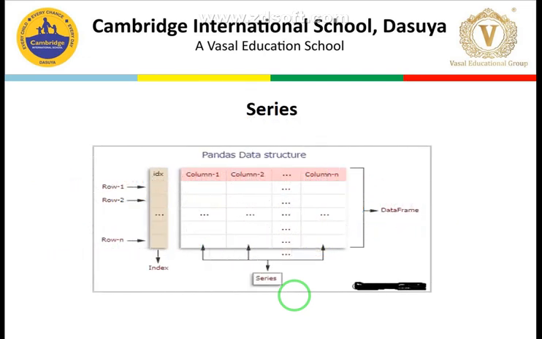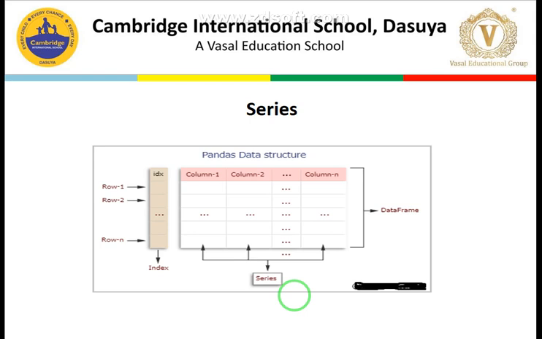Students, here you can see the picture that depicts what a series is. Column 1, column 2 up to column n, they basically form the different series. It can have data of different types. If these columns are collected together, that forms a data frame. And on the left-hand side you see the index values. So this is what the basic pandas data structure, series, is.